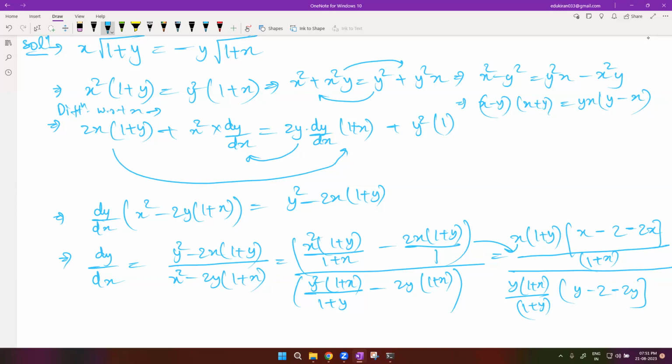Right? You can see this. Now, sir, x minus y will cancel out y minus x and will only take minus 1. I mean, if you take minus common from y minus x, it is nothing but x minus y. So this is x plus y is equals to minus xy.